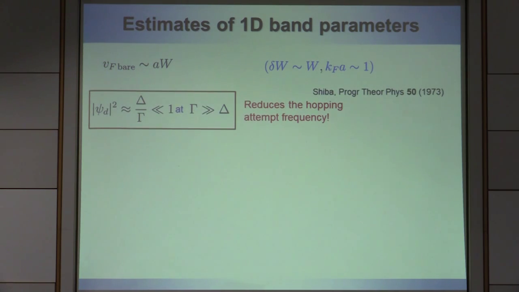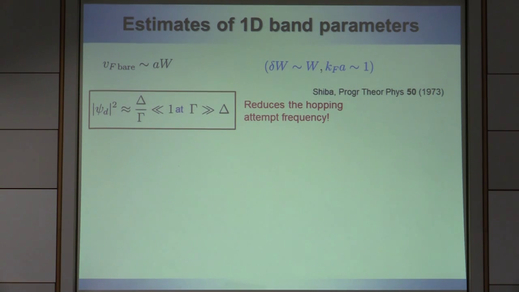But now what's important actually is that the electron spends little time on the d atom. As we discussed, for the Shiba state, the representation of the d state wave function is proportional to delta over gamma. And it's small if delta is small. So basically there is a wide band, but the electron spends very little time in this band. It's mostly spending time outside.